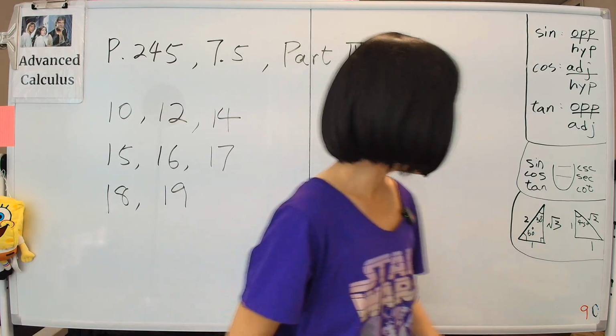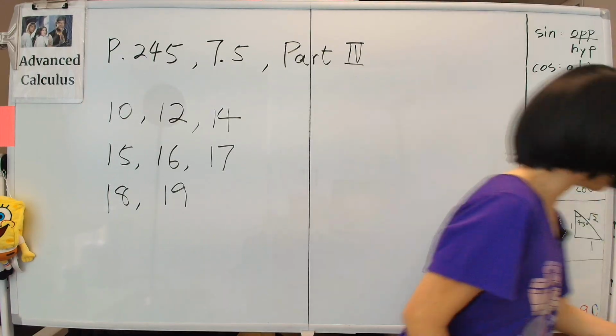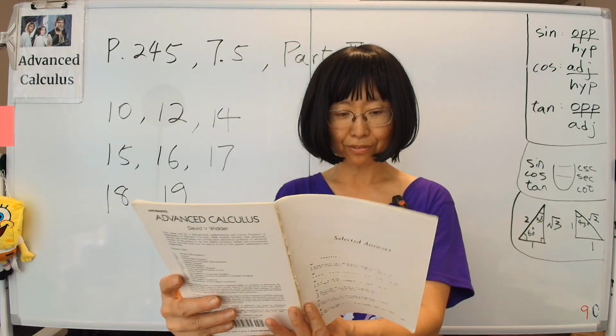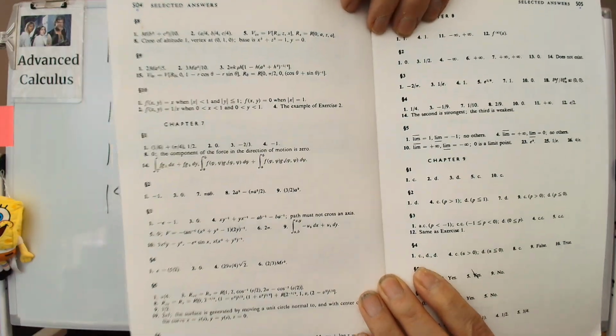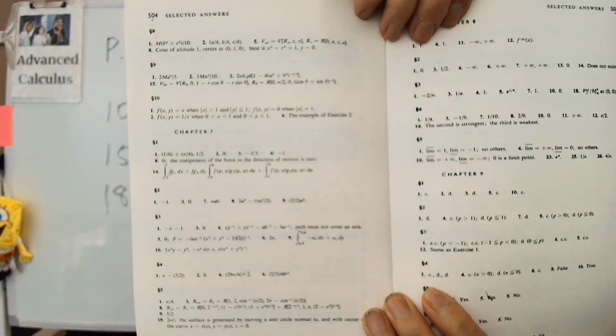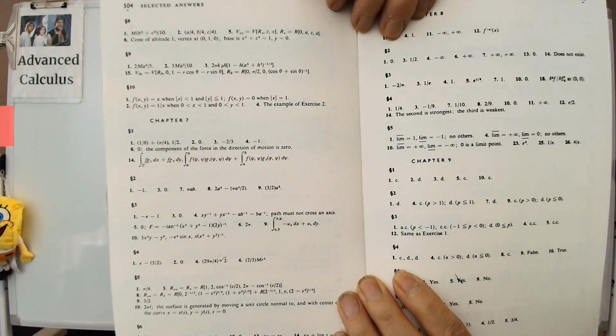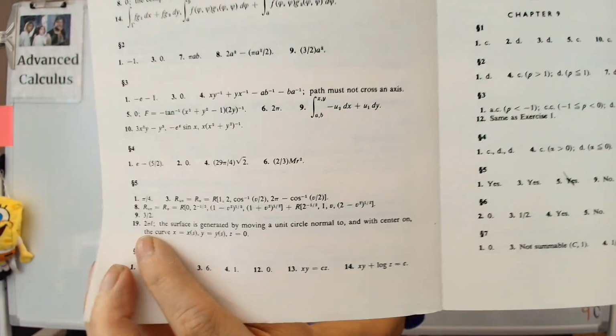And the reason I'm doing this is because the answer says a bunch of stuff. Now the answer at the back of the book says, let's see, what am I doing here? Problem 19, right here. So for problem 19, the length is 2 pi L. The surface area is 2 pi L, which we have.